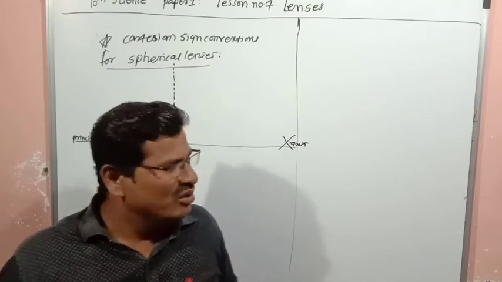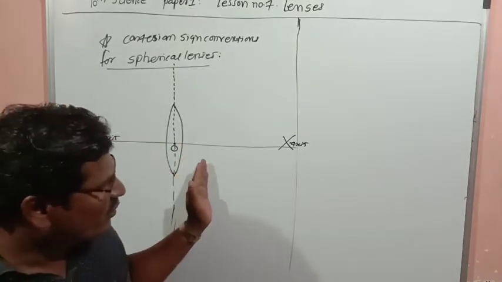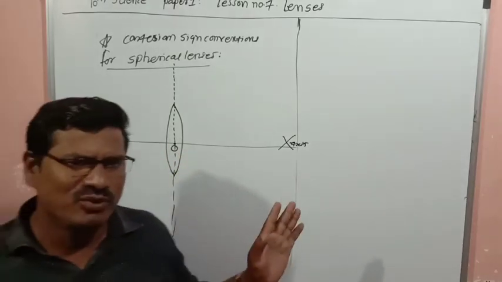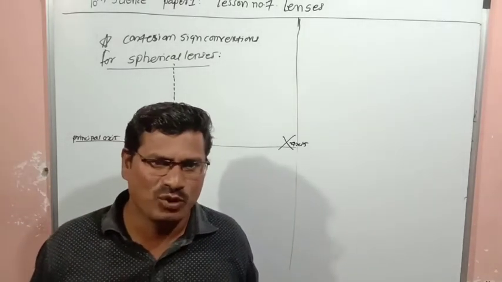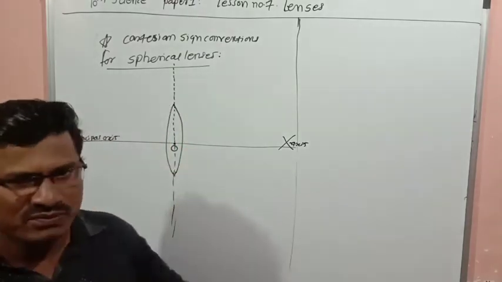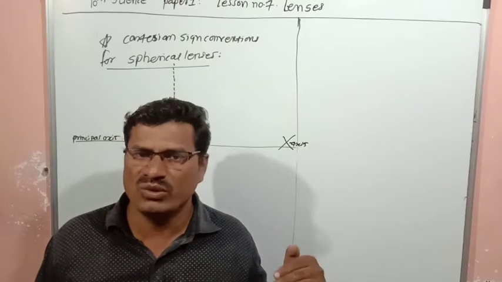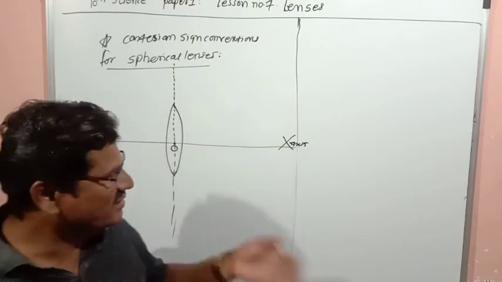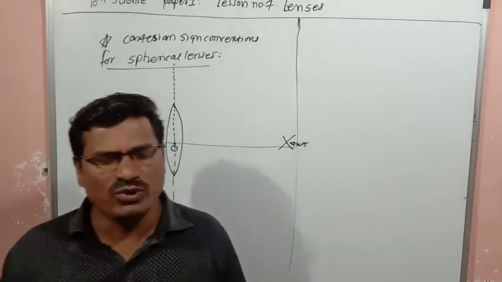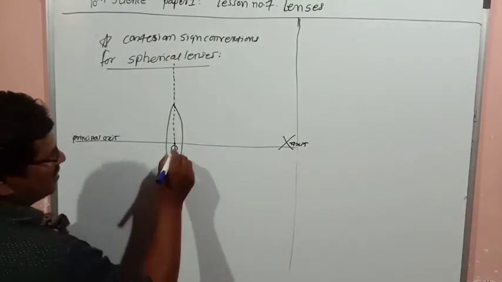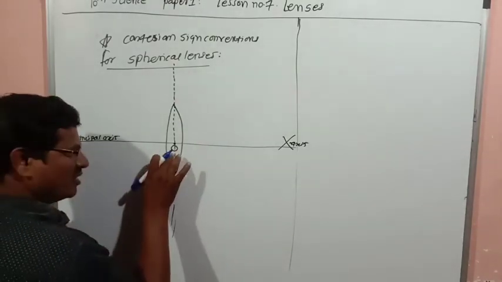Another thing is the focal length. This one is the convex lens. Focal length for convex lens is positive, and focal length for concave lens is negative. So all these points we have to remember. All the distances are measured from the optical center.